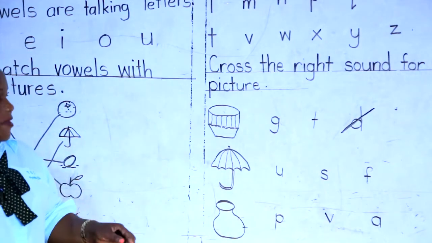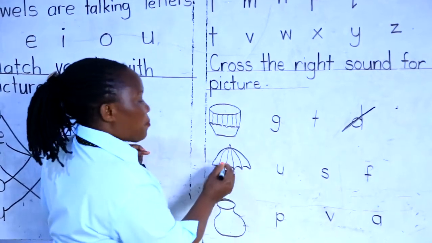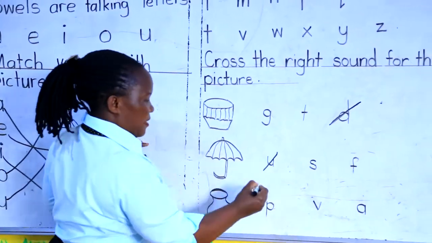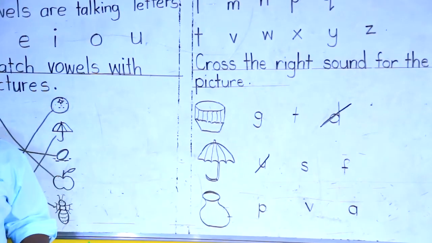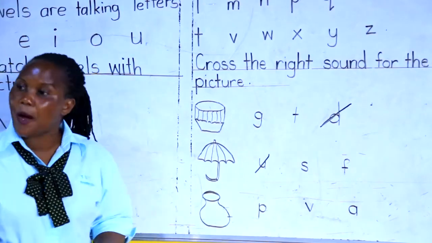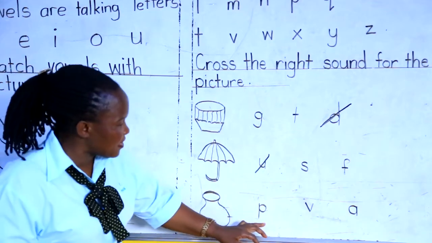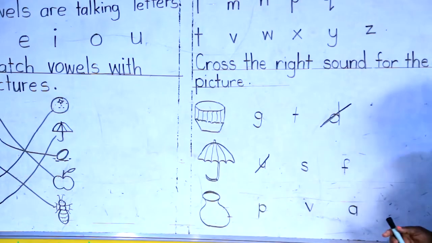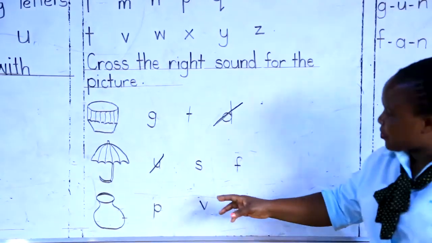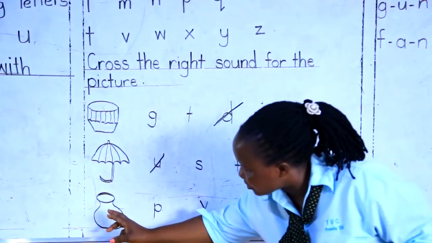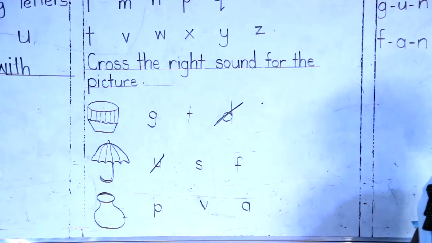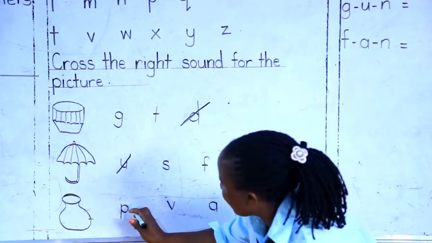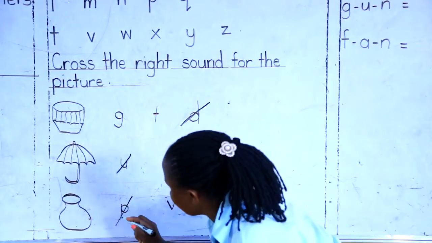Sound. Very good. An umbrella starts with this sound. Then you cross it like this. What is this? It's a pot. A pot. Very good. When you look at these letter sounds, tell me which one is the right letter sound for the word pot. Sound. Very good. Therefore, you are going to cross it like this.